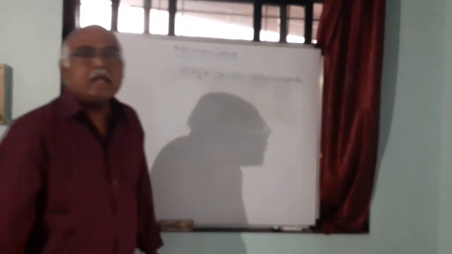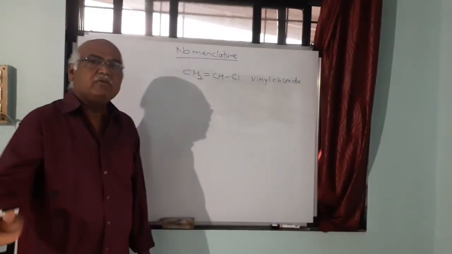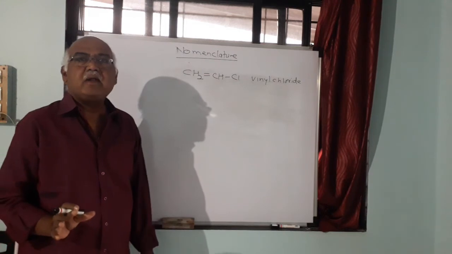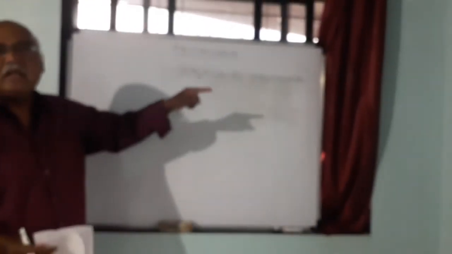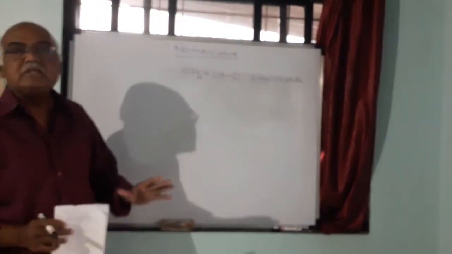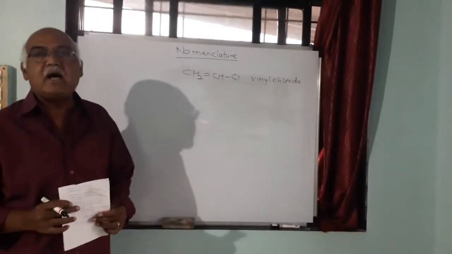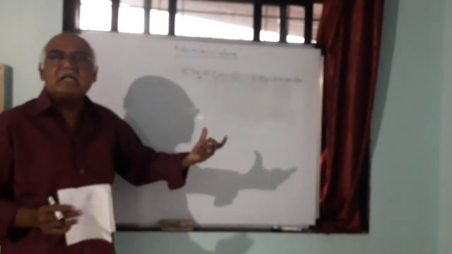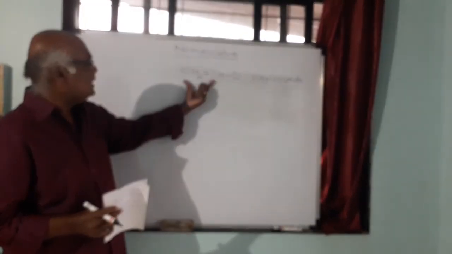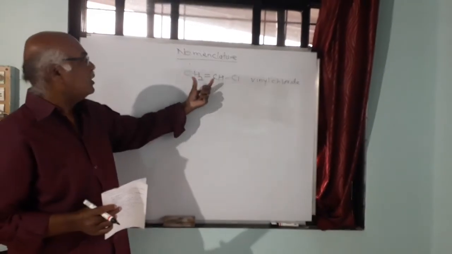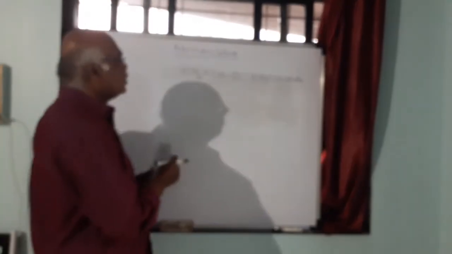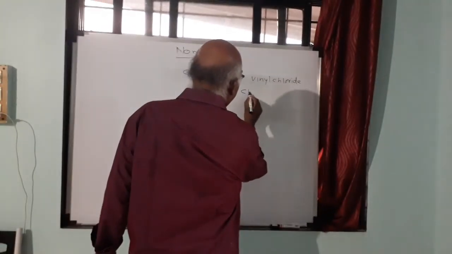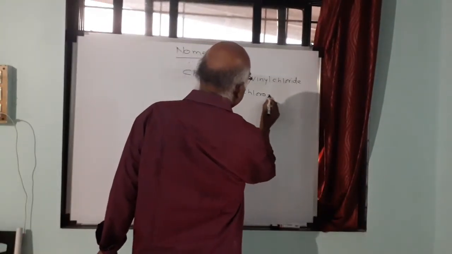Okay, and in the IUPAC system again we have to consider the compound as a derivative of alkene and not alkane, because there is a double bond. So this compound is a derivative of alkene. And which alkene is there? There are two carbon atoms, so the alkene will be ethene. On carbon atom number 1 there is Cl, so this will be chloroethene.